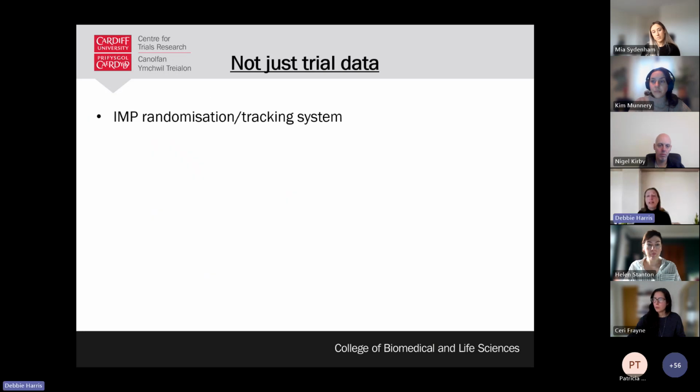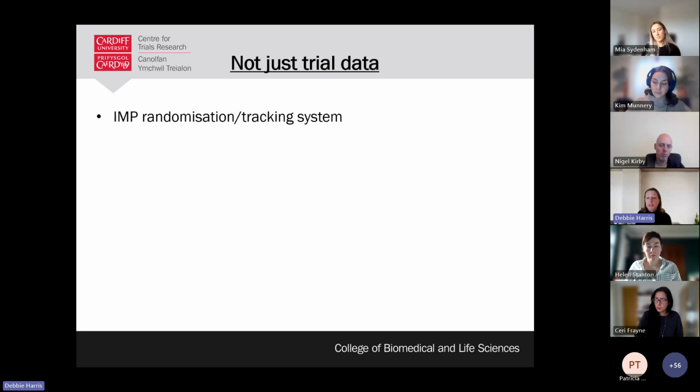Finally, I just want to mention that not all data we collect or need to manage is trial data, but is equally as important. So in another example of developing new processes depending on the needs of the trial, we are currently working with our database developers to build a randomization system that is linked to an IMP management system. Previously, we have used external sources for this purpose, which can be costly.